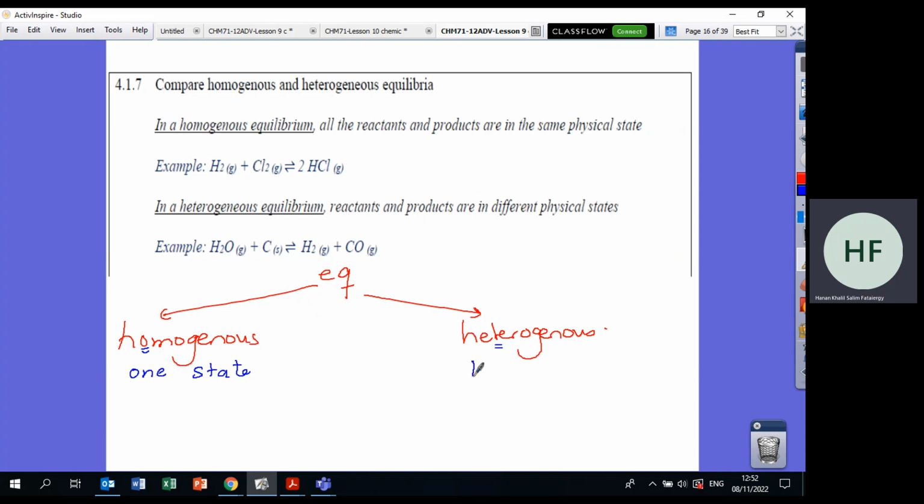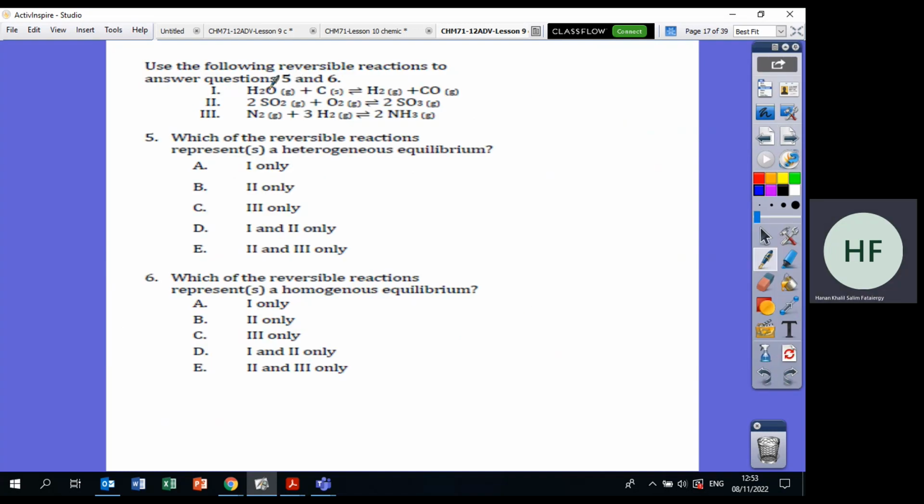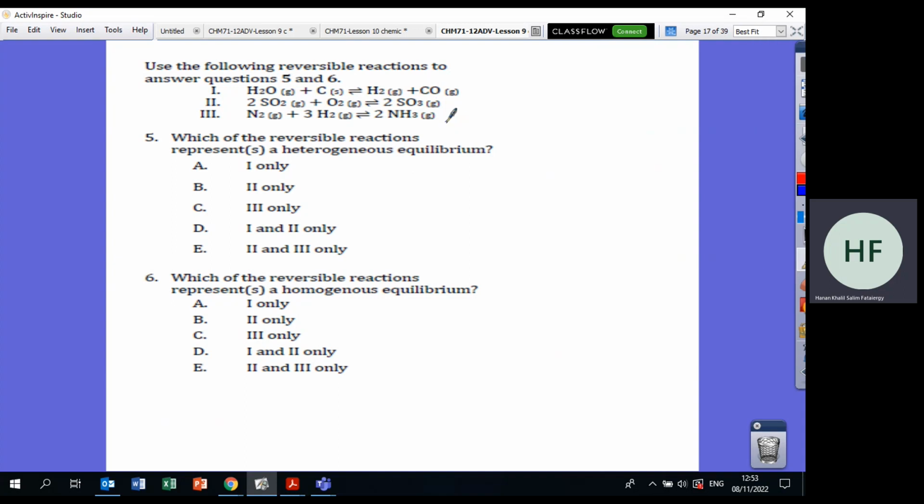Now, in heterogeneous, we can see two or more states. Like here, we have gas, we have solid, we have gas and gas. So we have two different states. So this is heterogeneous. Remember, homo is one state. Hetero is two or more states. Okay, let's do a question. Now look at this reaction and tell me which one of these is homogeneous, which one is heterogeneous. Pause the video and answer the question.